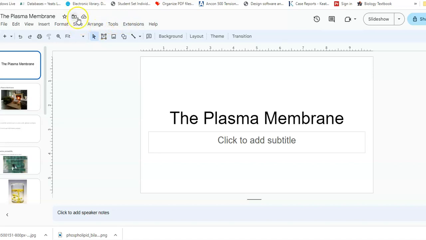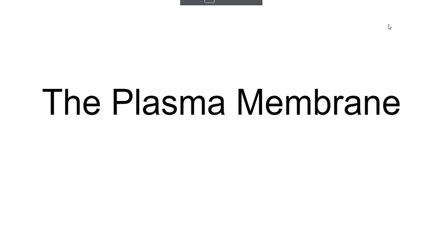Okay, so as advertised, I'm going to have a little talk here about the plasma membrane. Okay, so cells. Cell theory: they are cells. All have plasma membranes, and this includes prokaryotic cells, such as bacteria. Eukaryotic cells are different in that they have internal membranes as well as an external one.